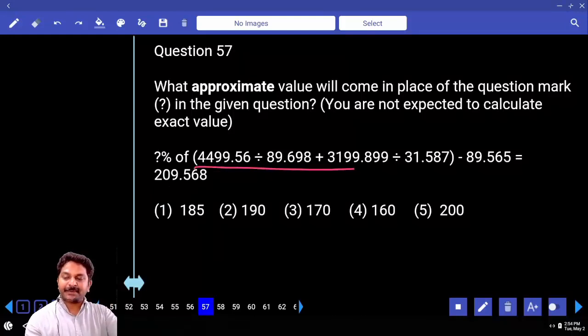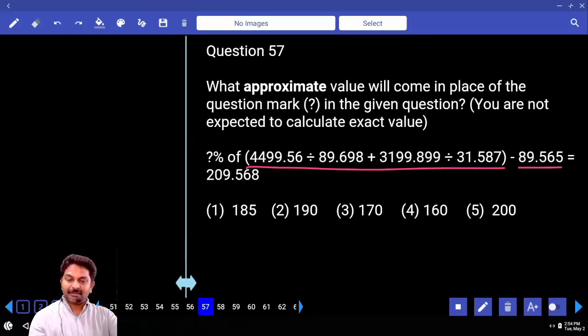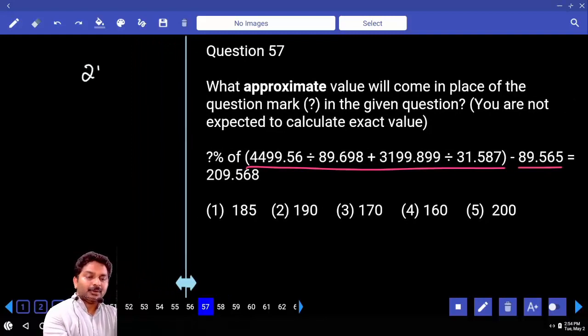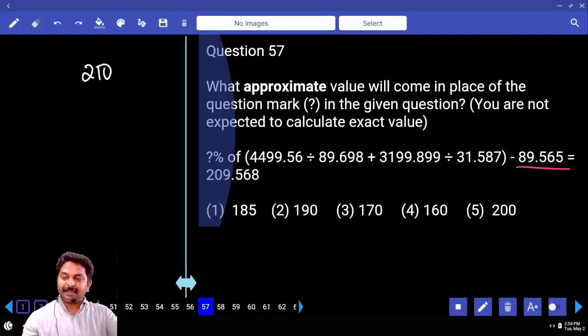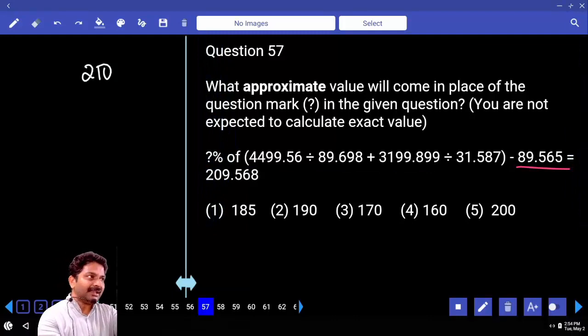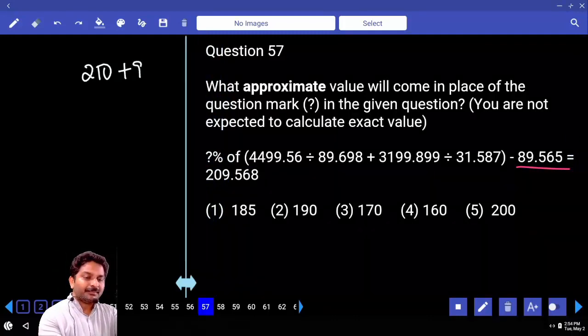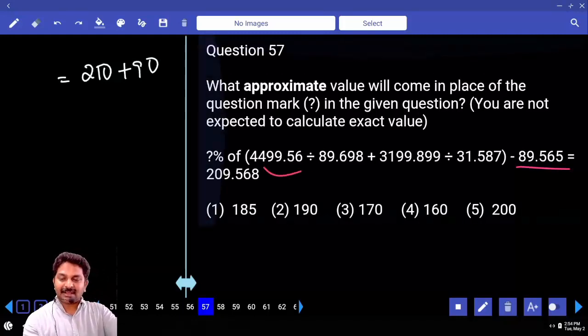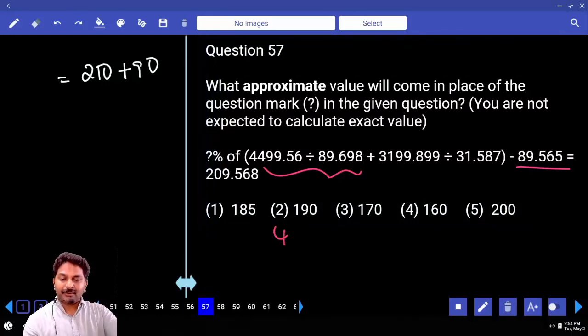Right. X percentage of this number minus 89. Right hand side, how much number is there? Come on. 2, 10. Left hand side minus 89 or 90. I'll take that to the other side. Becomes plus 90, which is 300 only. Now let us concentrate on this fellow.